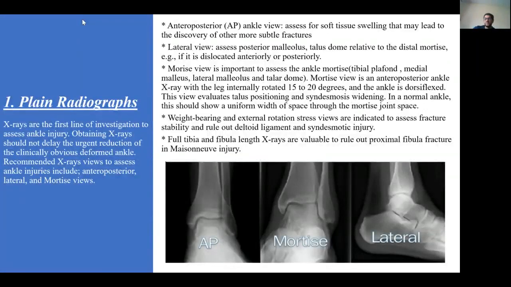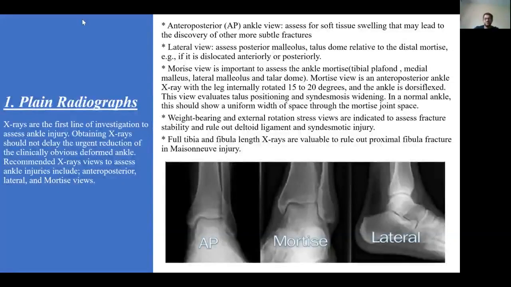The mortise view is important to assess the ankle mortise, which combines the tibial plafond, medial malleolus, lateral malleolus, and the talar dome. The mortise view is an anteroposterior ankle X-ray with the ankle internally rotated 15 to 20 degrees and dorsiflexed. This view evaluates the talus position and syndesmosis widening. In the normal ankle, it shows a uniform width of the space through the mortise joint space.